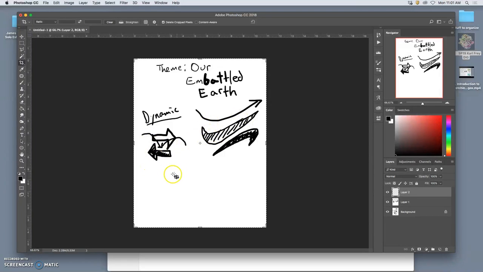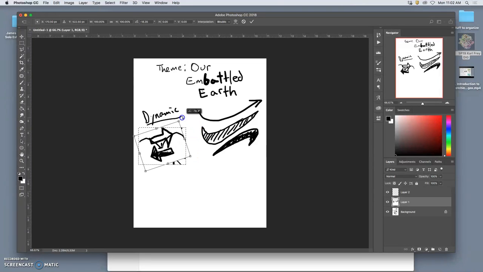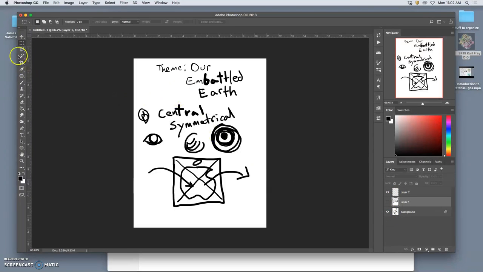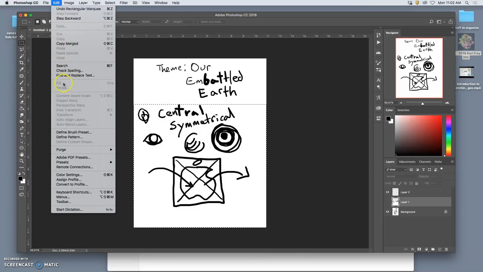So this one is not dynamic because it's using the horizontals and verticals, but as soon as you tilt it, because diagonals are so much more effective, it becomes dynamic. And then the final approach is to play with the positive and negative space. So we want that theme, our embattled earth. I'll fill this up with white.